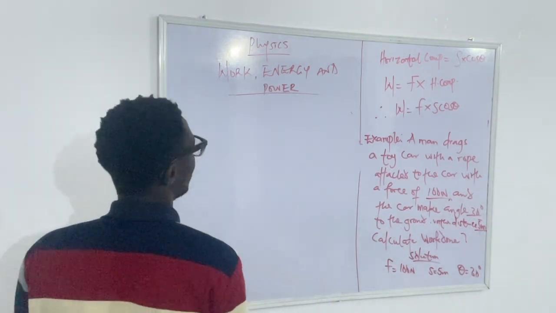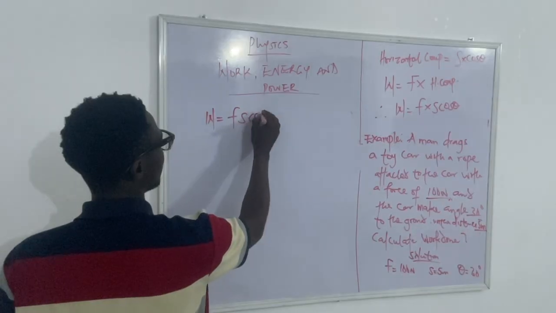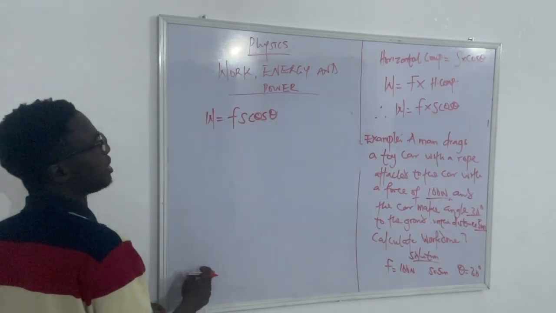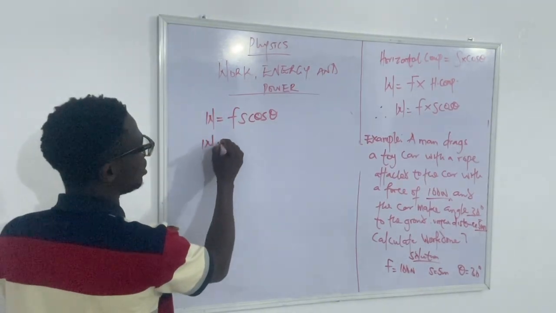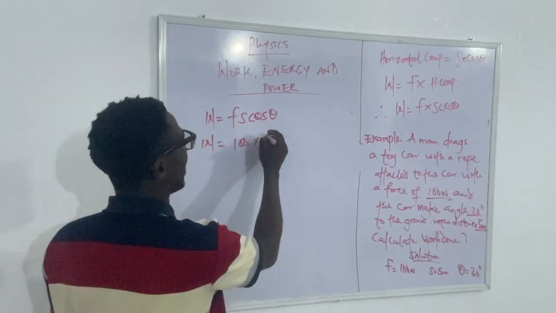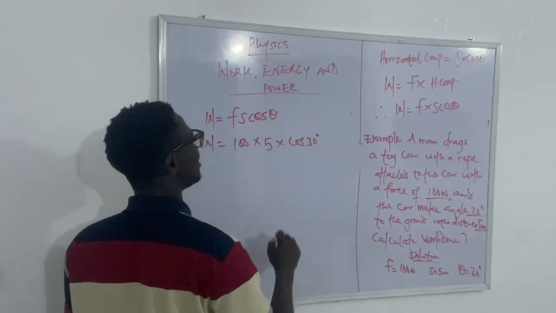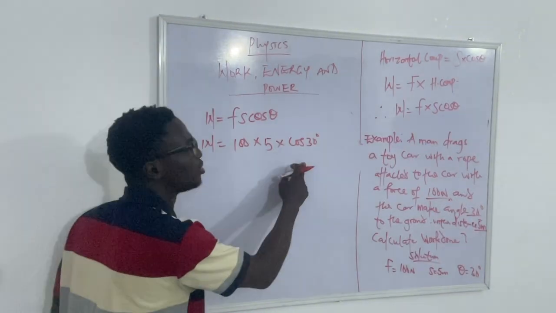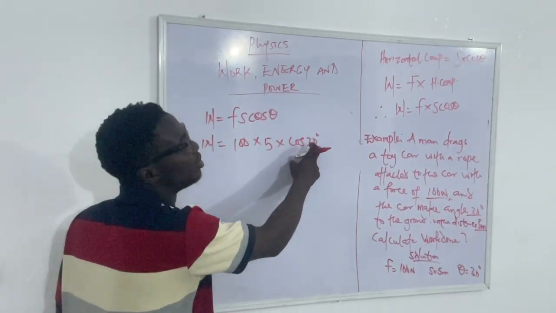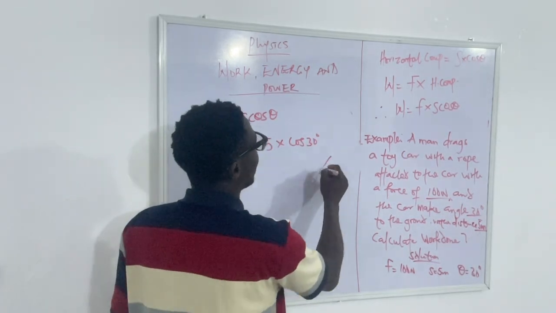So, now, we said work done equals Fs cos theta. Are we together? So, work done equals, force is what? 100, times 5, times what? Cos 30. Now, in special angles, we're still going to talk about this in maths. So, in special angles, cos 30 is what? Root 3 over 2.